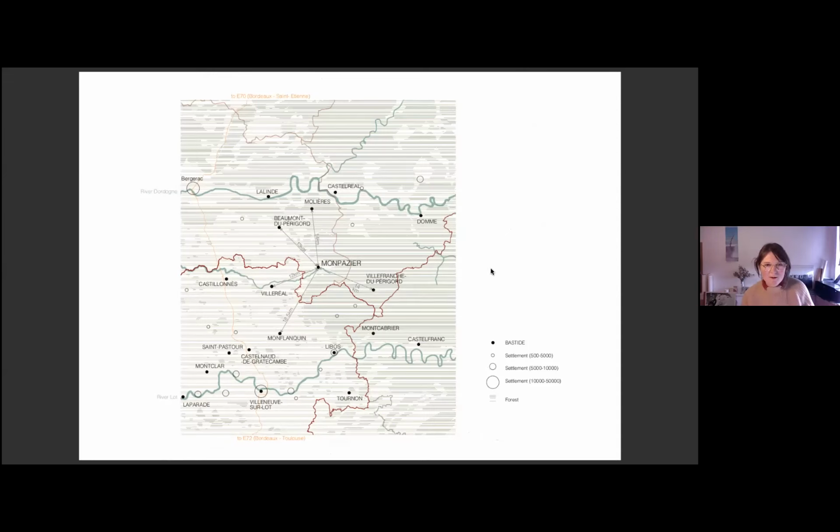Within regions like this Aquitaine region, bastides are actually incredibly equally distributed across the landscape. So when you drive from one to the next, it always seems to be the same distance. And this is because it allowed people to walk from one bastide to the next and back again in a day.